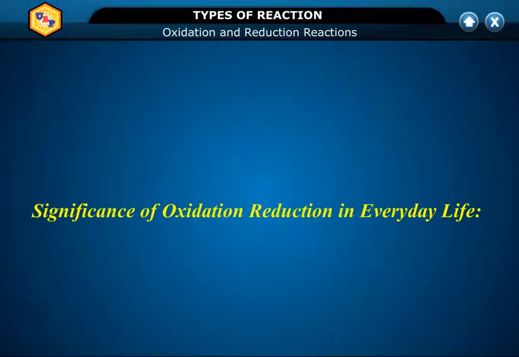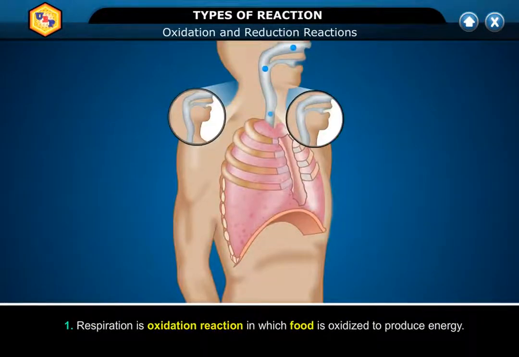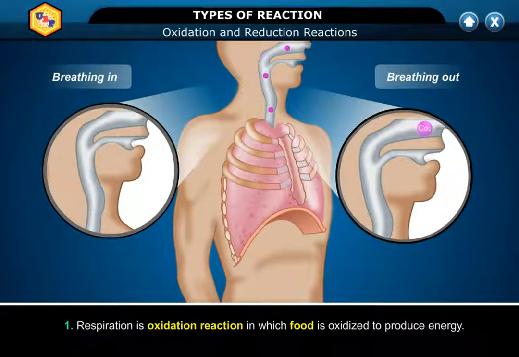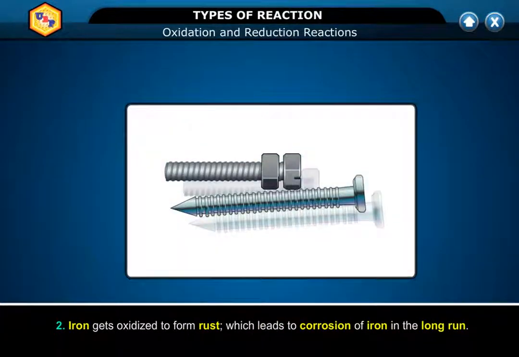Significance of oxidation reduction in everyday life. Number 1. Respiration is oxidation reaction in which food is oxidized to produce energy. Number 2. Iron gets oxidized to form rust, which leads to corrosion of iron in the long run.